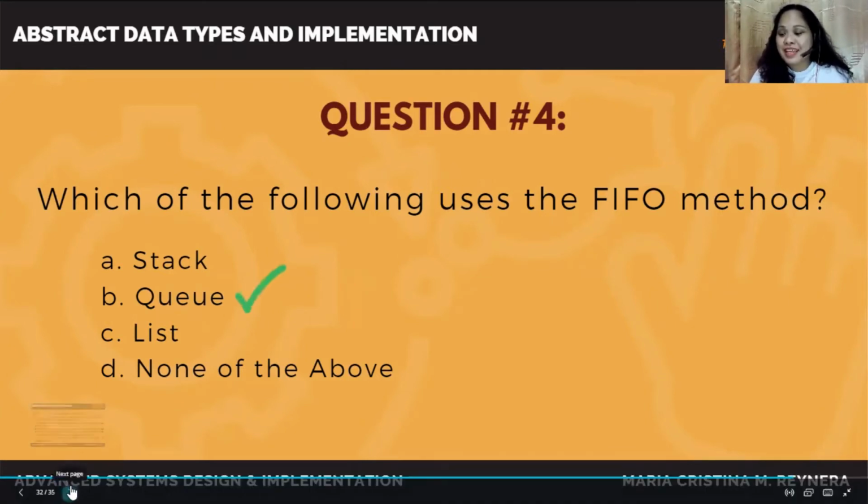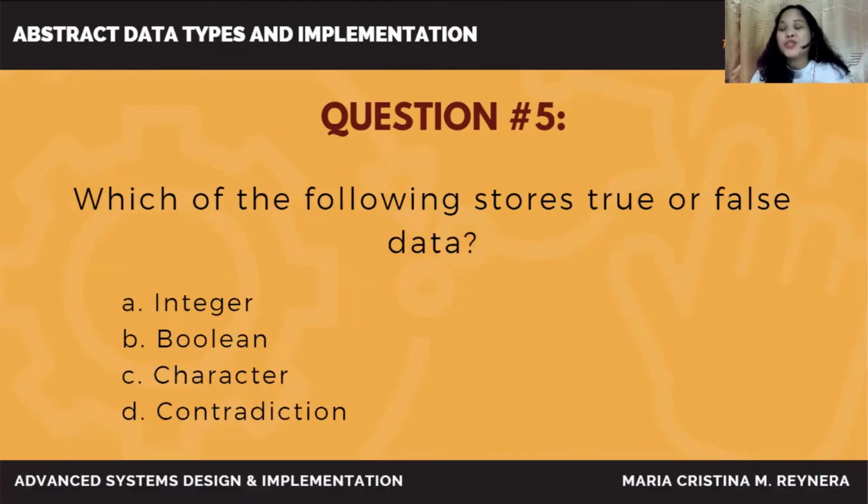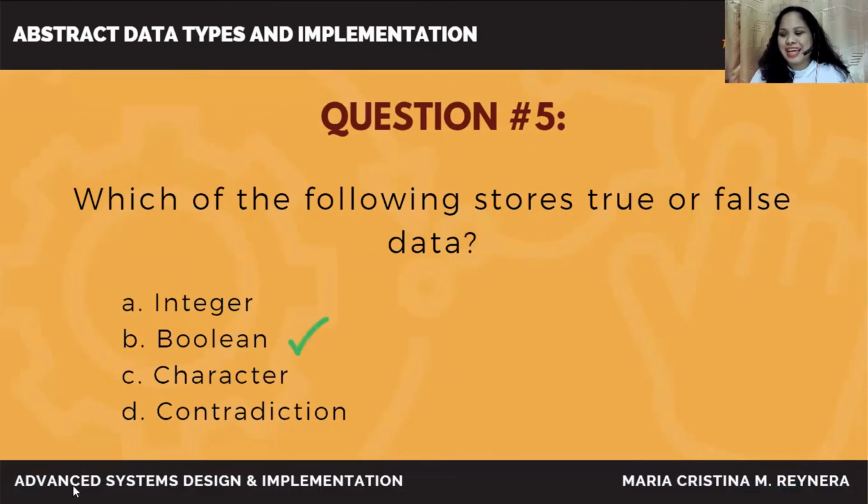And last but not least, the fifth question, which of the following stores true or false data? A, integer, B, boolean, C, character, D, contradiction. So the correct answer is boolean.